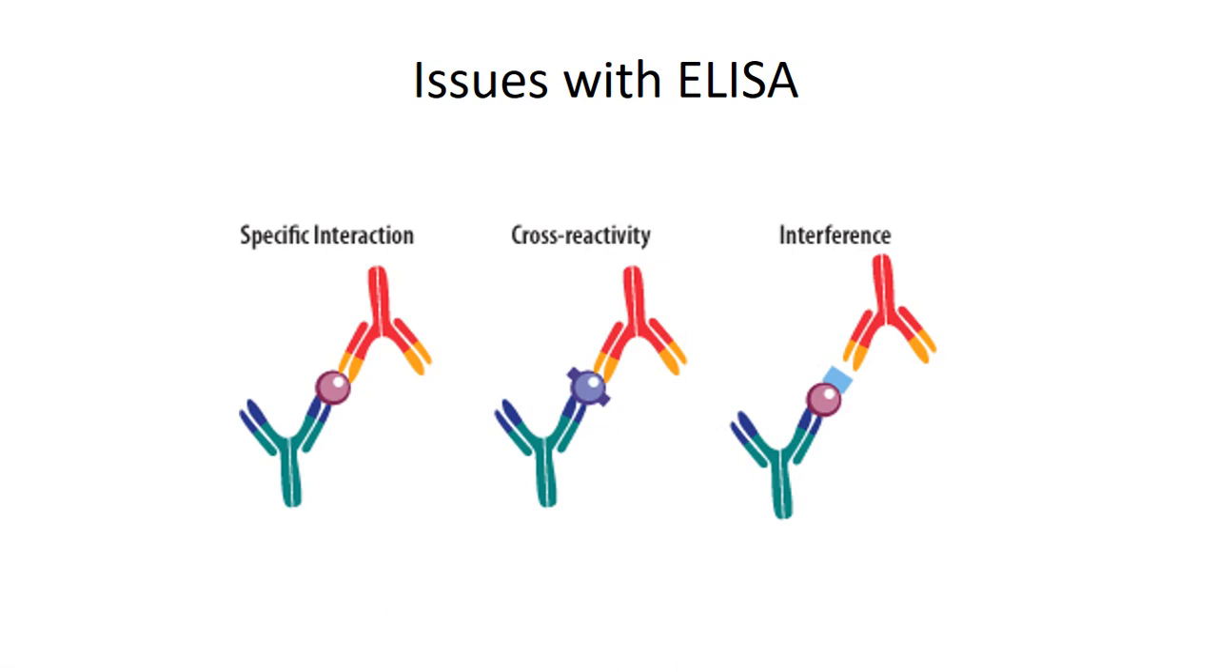Another concept in the ELISA that you come across is interference. Interference is where your nice antigen becomes slightly modified. It might be phosphorylated or it might have some other components bound to it, which means the antibody is going to find it difficult to attach and bind to the target. In that case you're going to get a false negative, because the antibody can no longer specifically bind to your target.